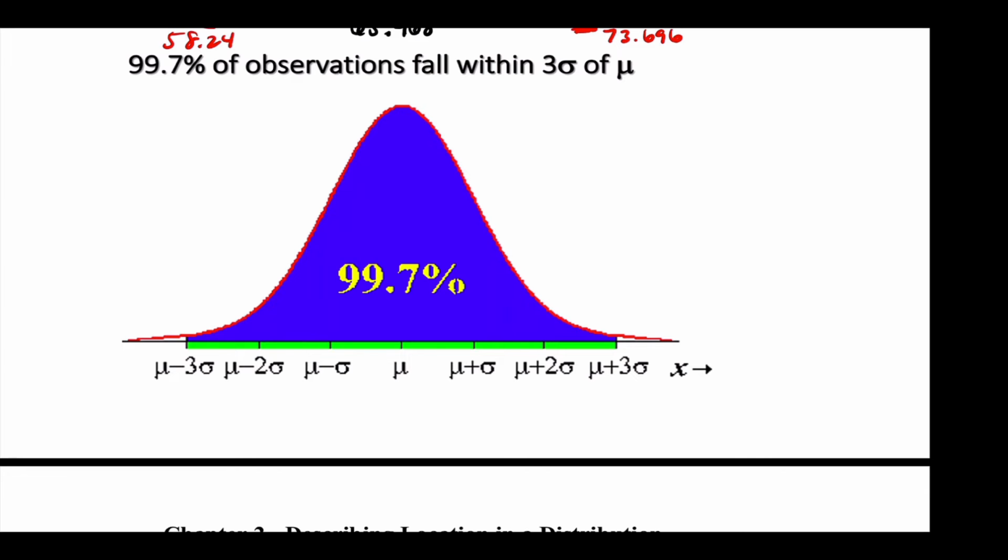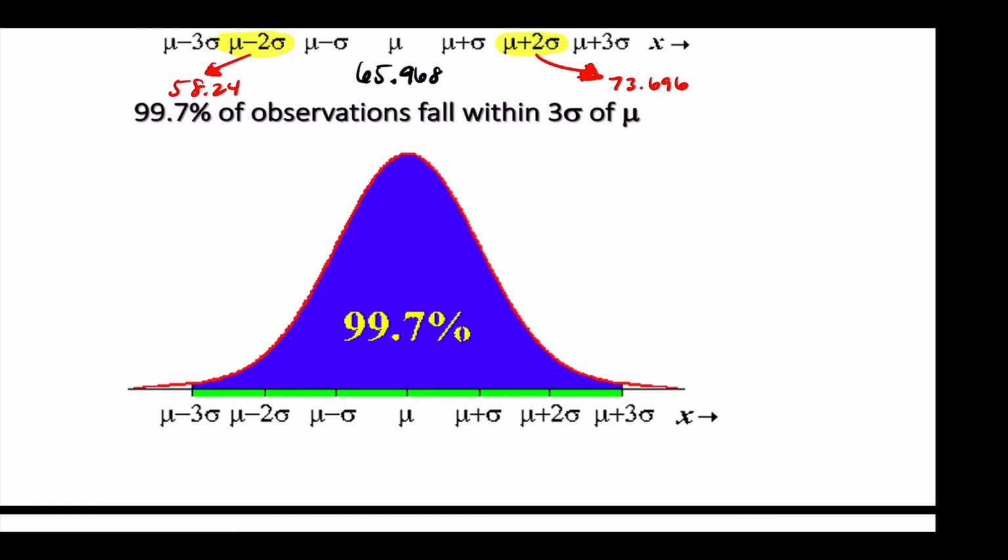The big one, 99.7, almost 100%. So the mean again is 65.968. If we go out 3 standard deviations, we're going to be even farther away from the mean. So what do we get when we do that? 77.56. And then if we subtract 3 standard deviations, 54.376. Okay. How many are in there now?